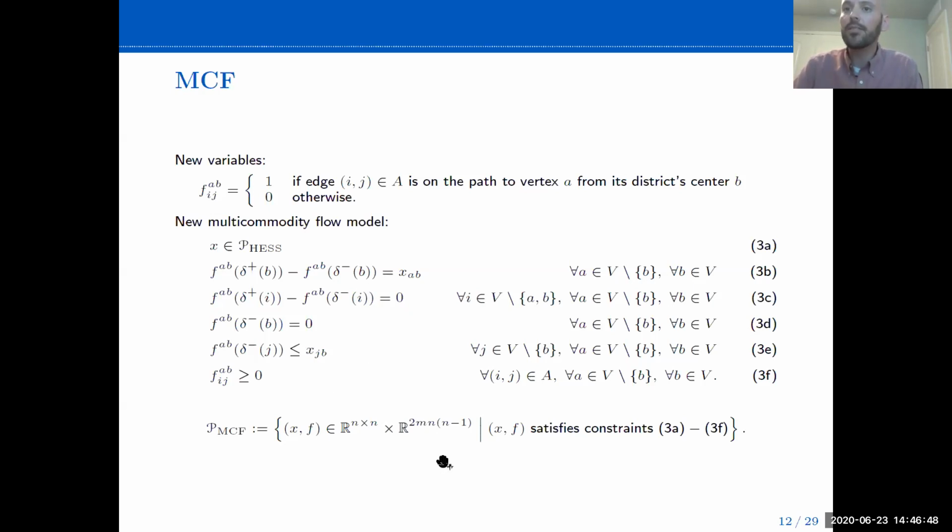Strengthening comes at a cost. So you definitely have to pay for more variables, more constraints, more non-zeros. And maybe it's a computational question whether this is worth it. It turns out it's not, but it ends up being helpful in our analysis.